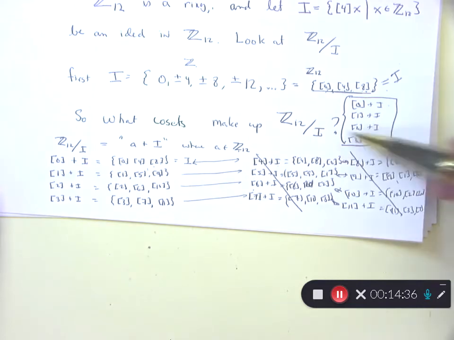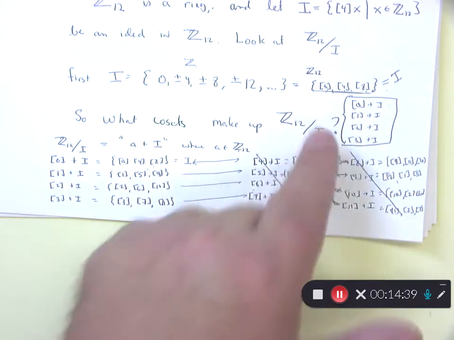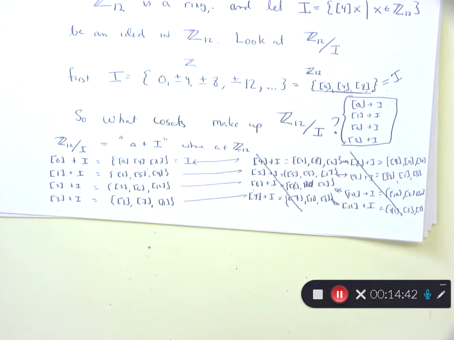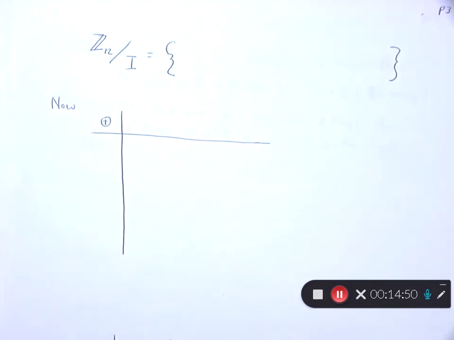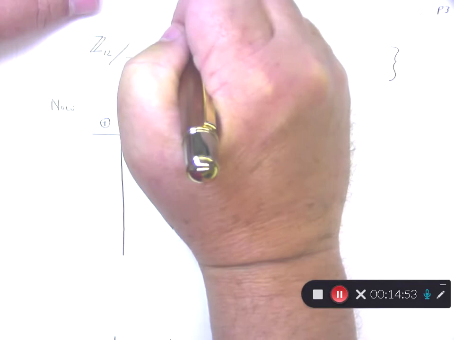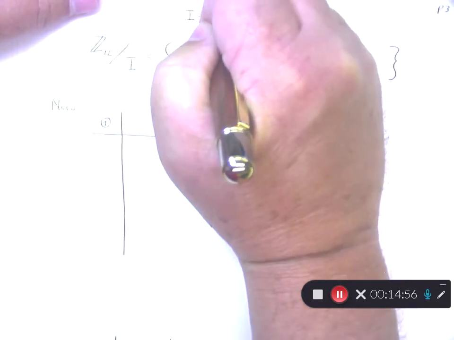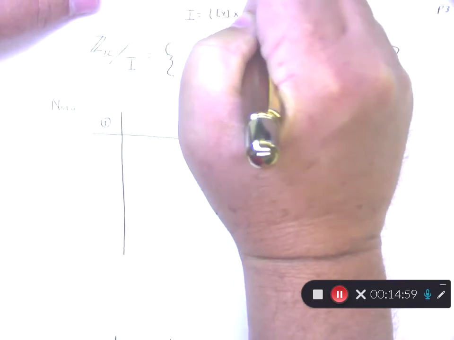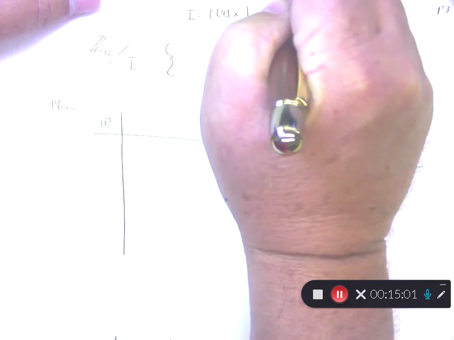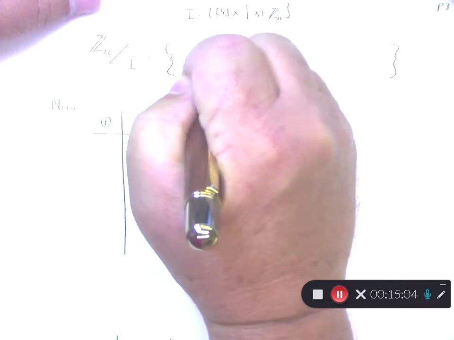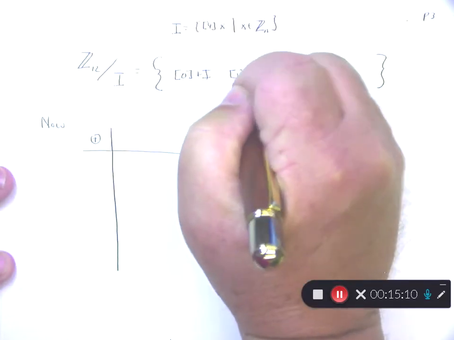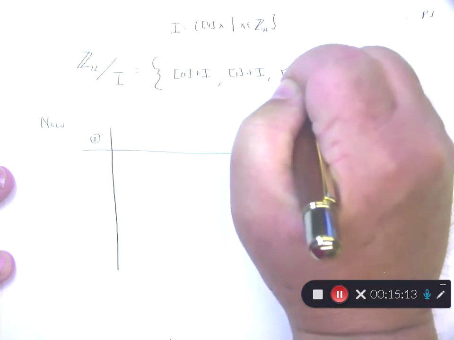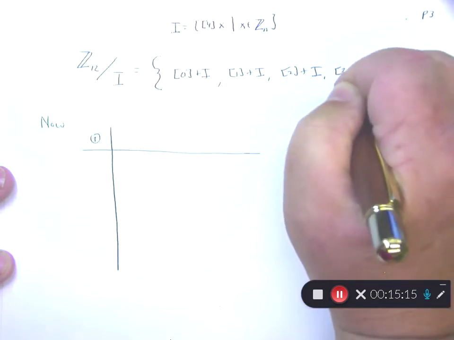So there are actually just 4 elements in Z12 mod I, where I are the multiples of the equivalence class 4. So what are the cosets of Z12 mod I? Let's talk about this for a second. Well, again, I was the set of equivalence class 4 times x, such that x was an element of Z12, and we just discovered that the cosets are 0 plus I, 1 plus I, 2 plus I, and the last one was 3 plus I.